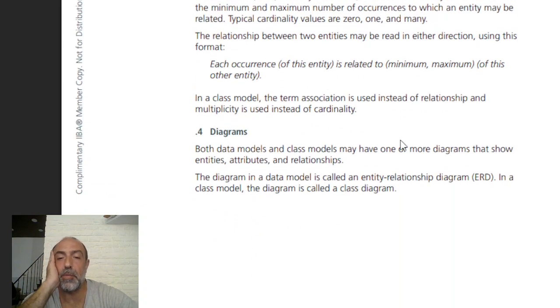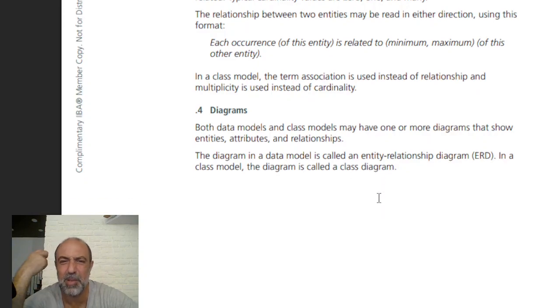In a class model, the term association is used instead of relationship, and multiplicity is used instead of cardinality. So here, each occurrence of this entity is related to a minimum and maximum of this other entity. Yeah, I guess 0 to 1 to many.